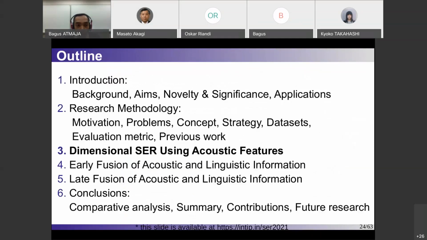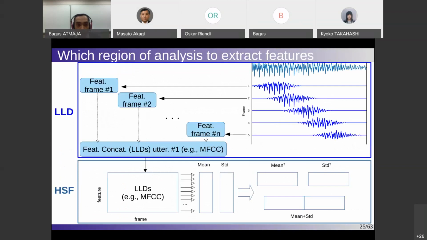And moving to the first result of our research, which is speech emotion recognition from acoustic only. The first is an evaluation between local feature versus global feature. So LLD here is low-level descriptor. For example, in traditional speech processing, usually we split one utterance into many frames, usually 20 or 25 milliseconds for each frame, and then we apply a windowing function to those frames, for example, using Hann or Hamming and others, and then we calculate acoustic features in that frame.